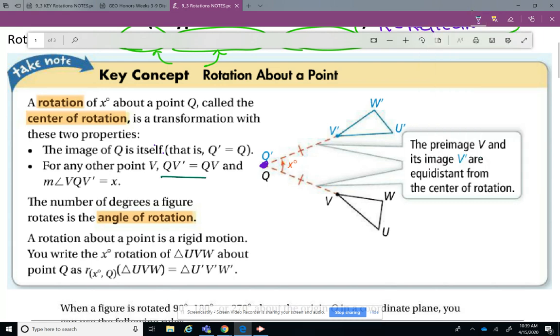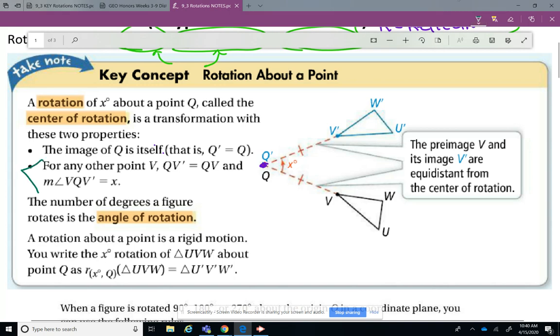Okay, what this is saying here, if I have V here, and I know that QV is, let's say, 3 centimeters long, then Q prime V prime is going to be 3 centimeters long. Okay, and you could also call that QV prime, because really you don't have to put the prime there because that point really didn't change. So that's showing that it preserves distance.